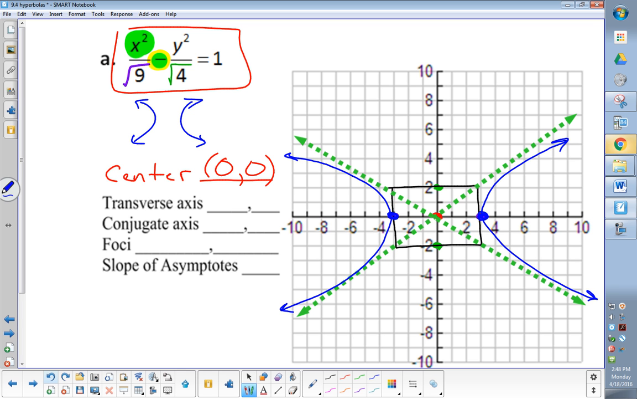Questions so far? All we got left is labeling. Before with the ellipse, we had the major axis and minor axis. With this one, we've got the transverse axis and the conjugate axis.